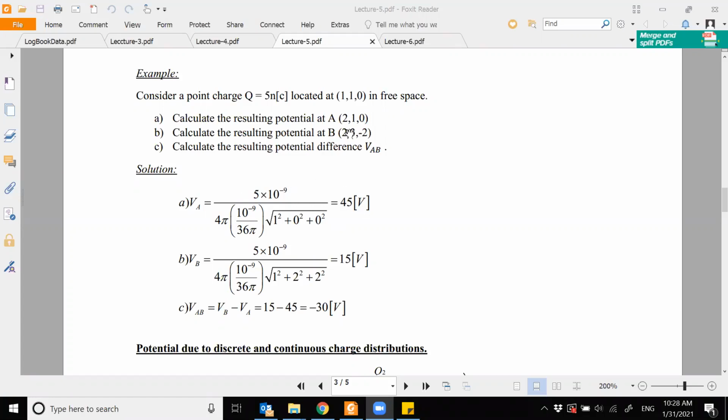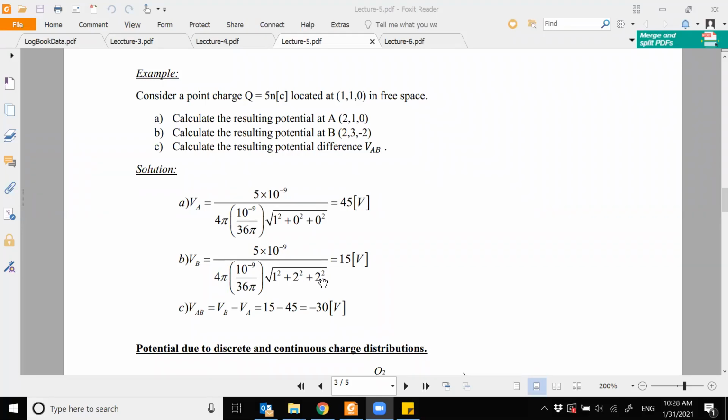Now what is VB? First find the distance vector and then find its magnitude. The distance vector will be 1 square, 3 minus 1, 2 squared, minus 2 minus 0, minus 2 squared. So this should be minus 2, not to worry. This is minus 2 square.